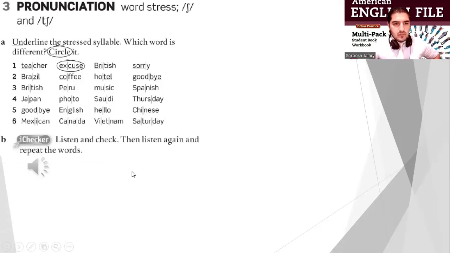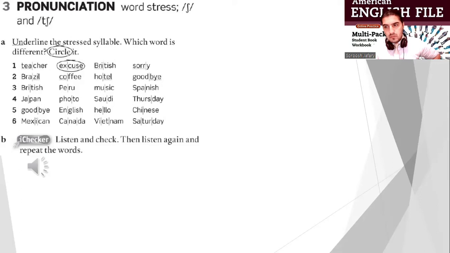File 2A. Pronunciation. B. 1. Teacher. Excuse. British. Sorry. Excuse is different.